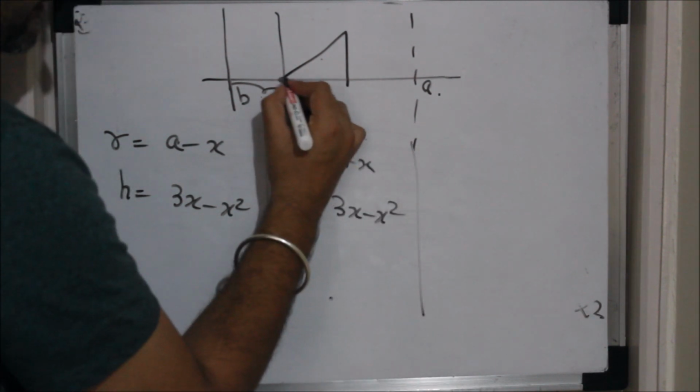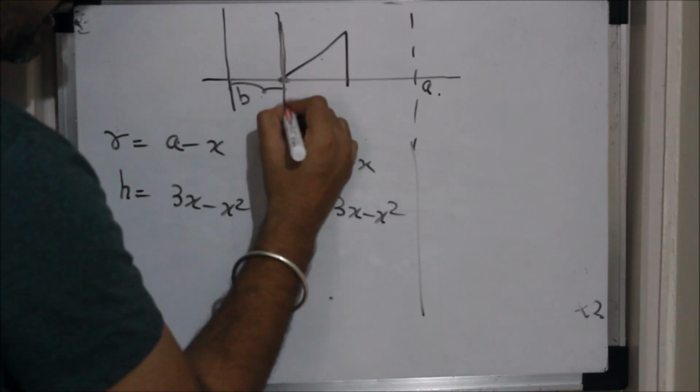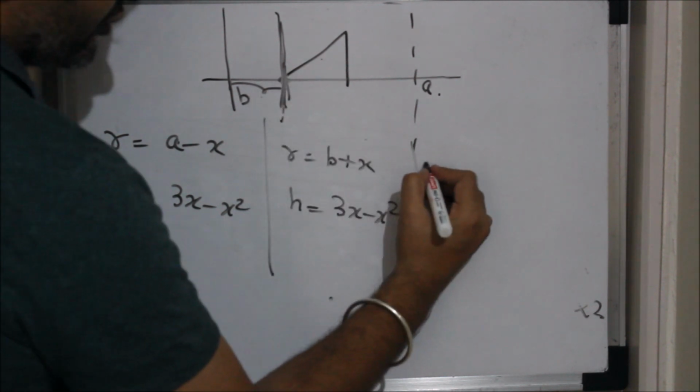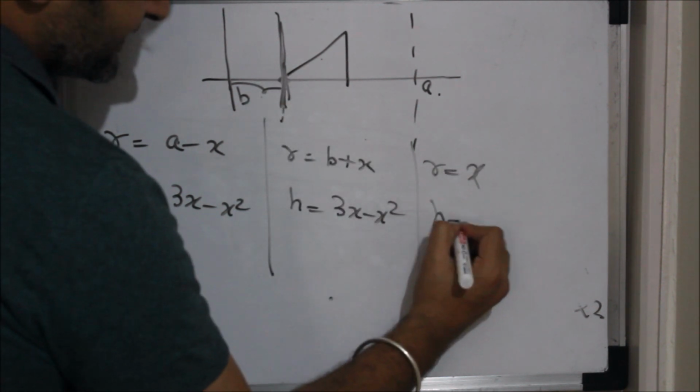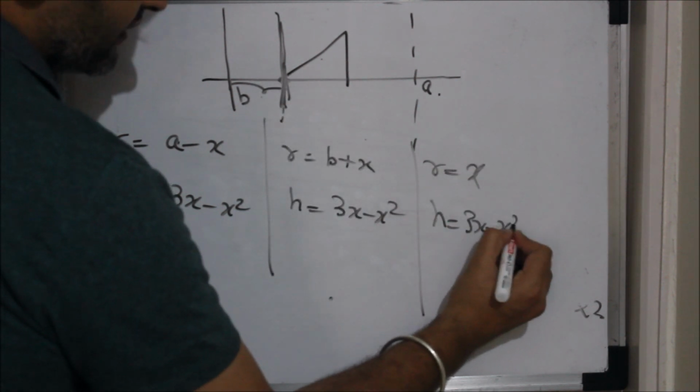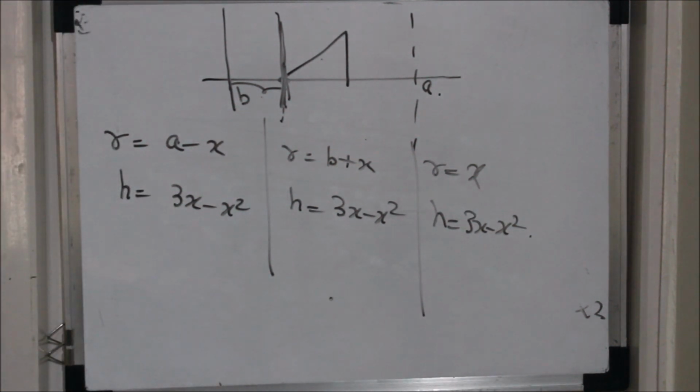And if it is touching the region, if this is the line, then your radius is nothing but x and your height is nothing but 3x minus x square. So these are the only three possibilities. It either will be right or left, or it will touch. So in that case, your radius will be either x, something plus x, or something minus x.